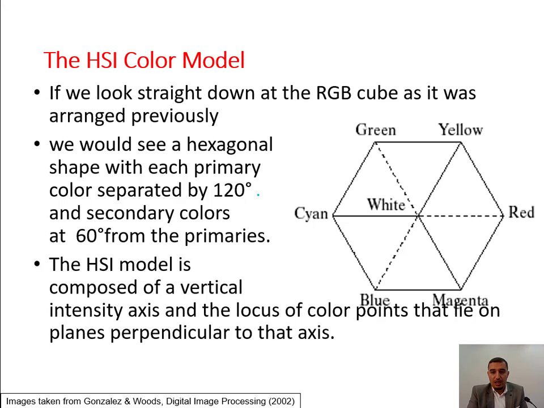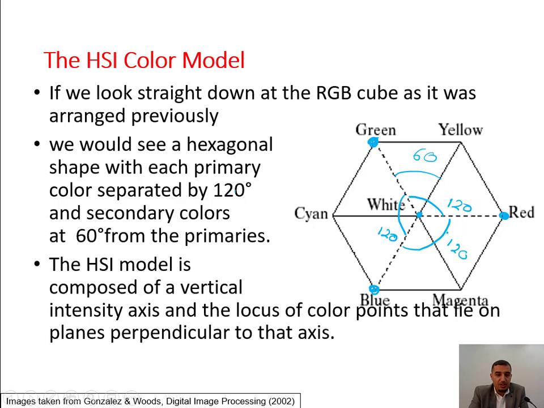Now, in the middle here we consider white. Then we have yellow, green, cyan, blue, magenta, and red. If we look straight down at the RGB cube as it was arranged previously, we would see a hexagonal shape with each primary color separated by 120 degrees and the secondary colors by only 60 degrees. Remember, the primary colors are red, green, and blue. So the angle here is 120, the angle here is 120, the angle here is 120. The secondary colors are yellow, cyan, and magenta, and these are separated from the primary colors by 60 degrees.